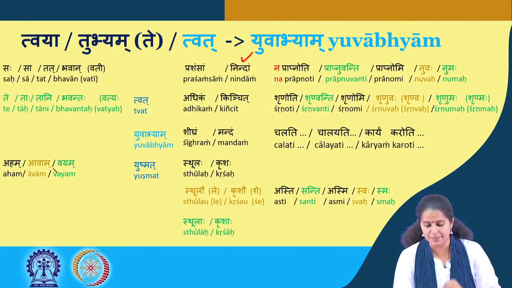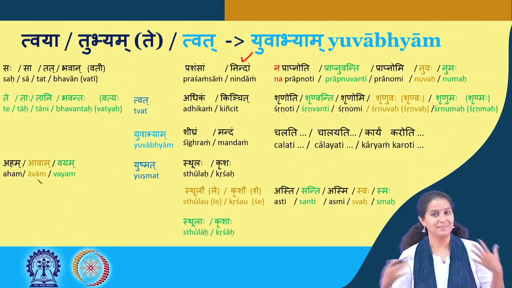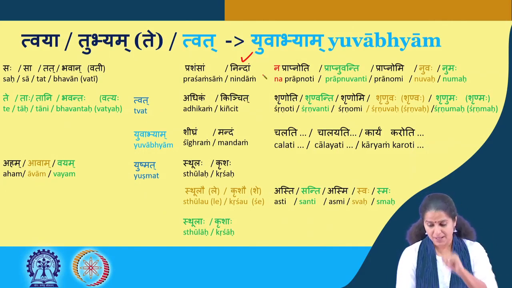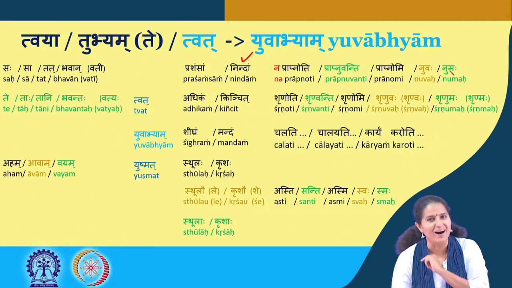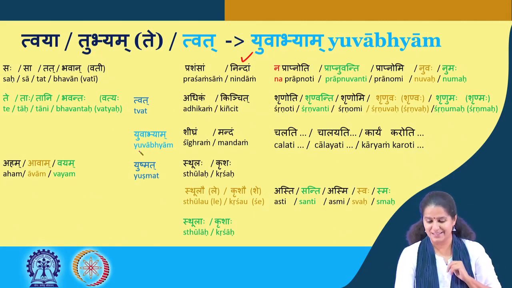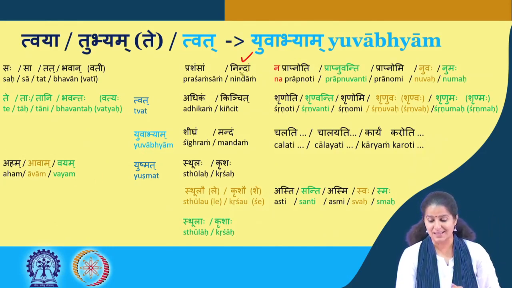आवां युवाभ्यां निन्दां न प्राप्नुवः आवां युष्मत् निन्दां न प्राप्नुवः. And finally for the plural, vayam tvat nindam na prapnumah. Uttamam. Vayam yuvabhyam nindam na prapnumah. And finally, vayam yushmat nindam na prapnumah.